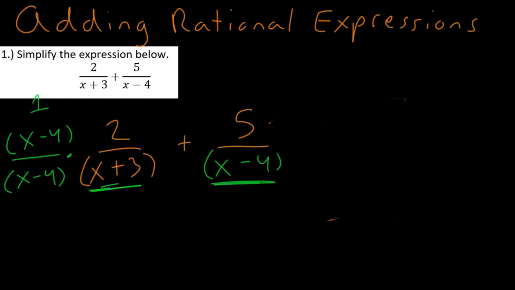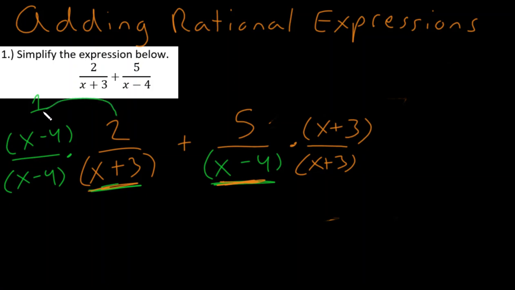Okay? And then over here, in our original color of orange, to get this denominator the same as the other one, I multiply by my other denominator, x plus 3. What I do to the bottom, I do to the top. Okay. And once you master this, it's actually pretty straightforward.